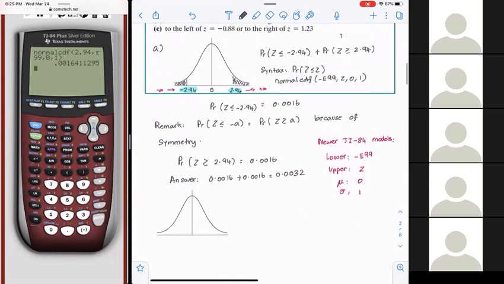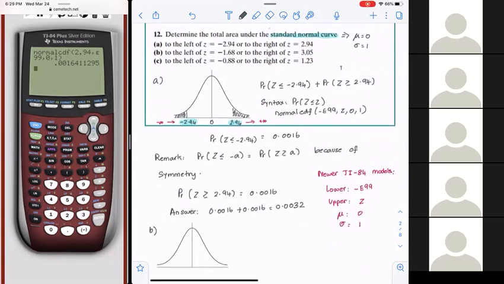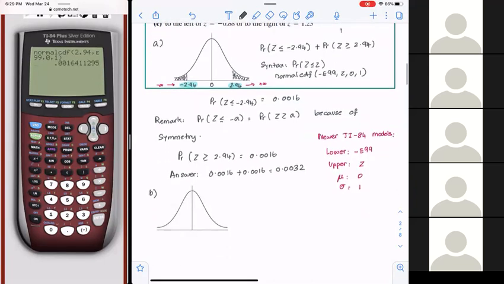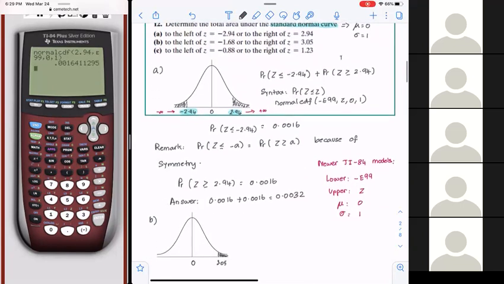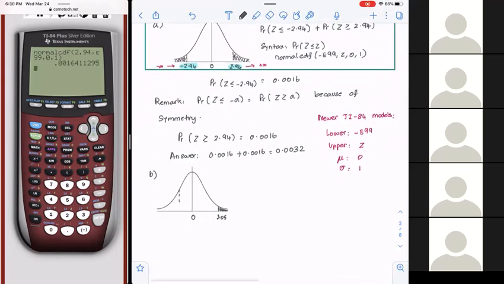So part B, they want to find the area to the left of negative 1.68 or to the right of Z equal to 3.05. 0 is right there, 3.05 is probably right there. And on the left-hand side, we have negative 1.68. And that is the area on the left-hand side.